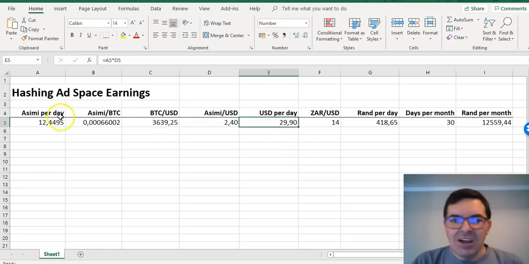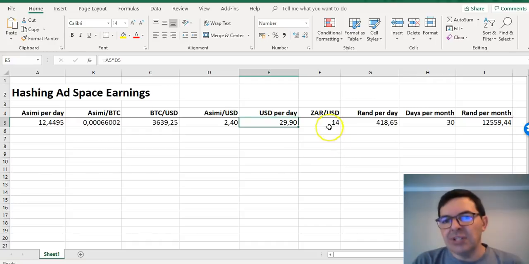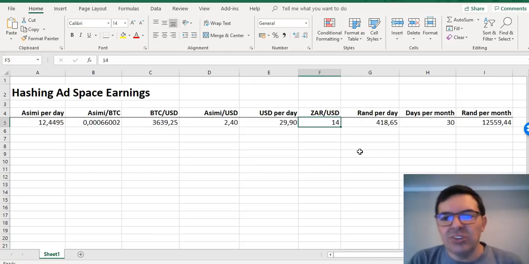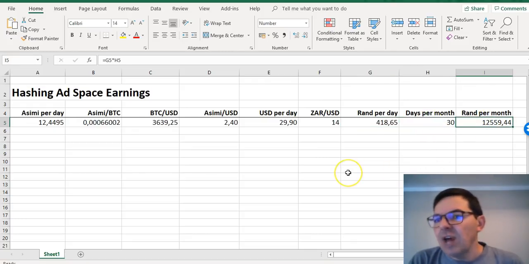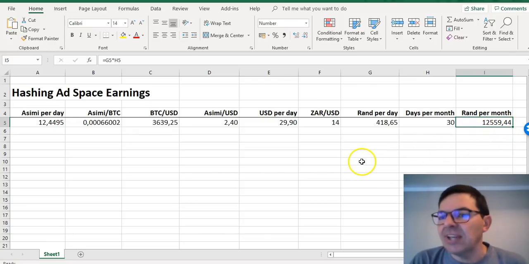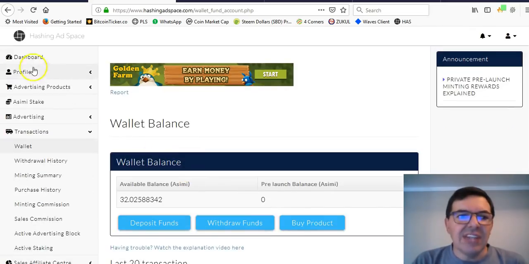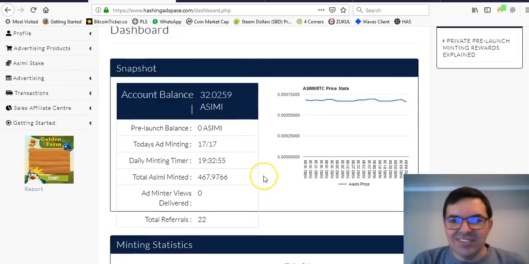So I earned so many. 12 times 2.4 is almost $30 US dollars per day, and the dollar rand exchange rate is about 14 currently. I think it's a little bit more, but that gives me 480 rand per day. So say 30 days, I'm earning 12,559 rand per month currently from just watching 17 ads per day, and I think that is unbelievable.